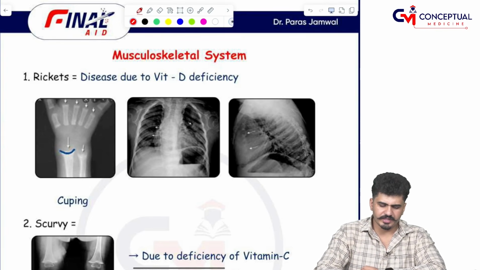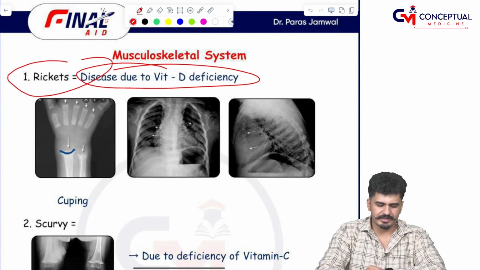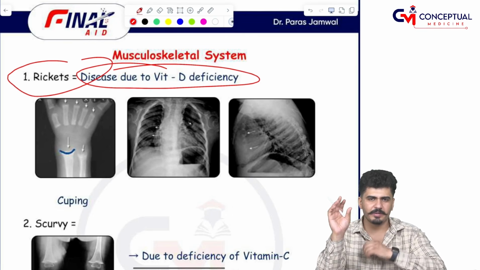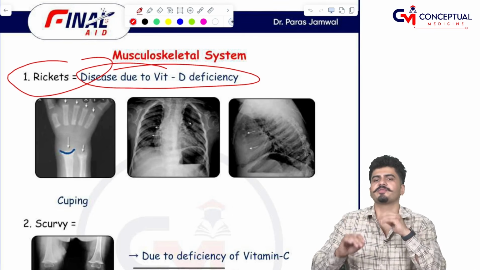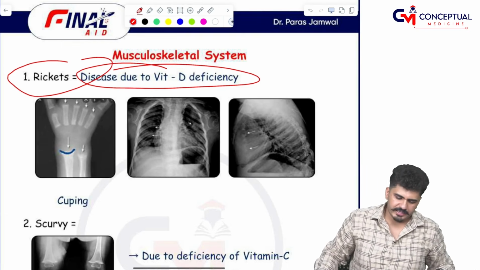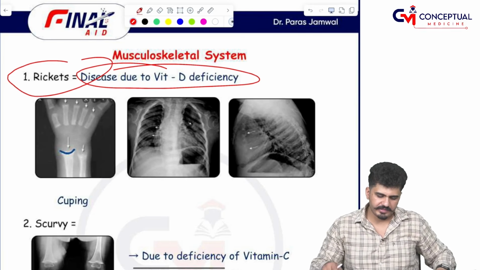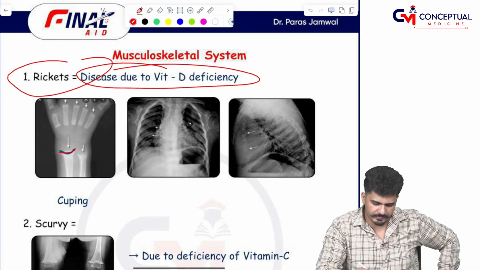Sir, this is due to the deficiency of vitamin D in children, it is rickets, and in the adult, if there is a vitamin D deficiency, which disease are we thinking of? Osteomalacia? Osteoporosis. Very, very good. This is the cupping sign.